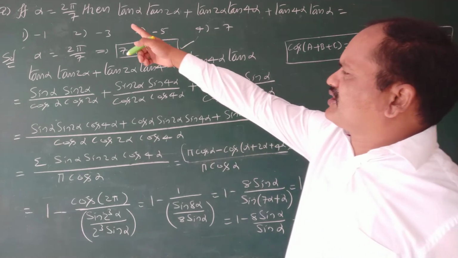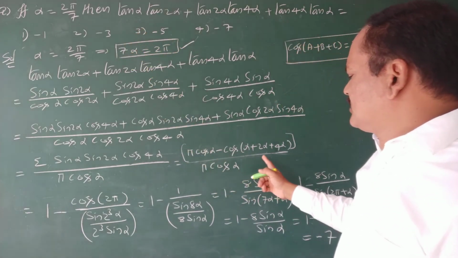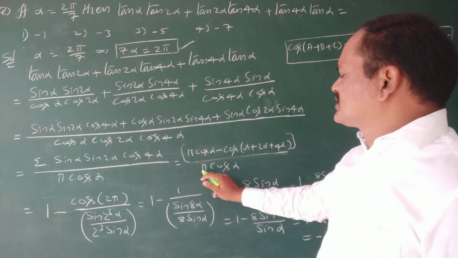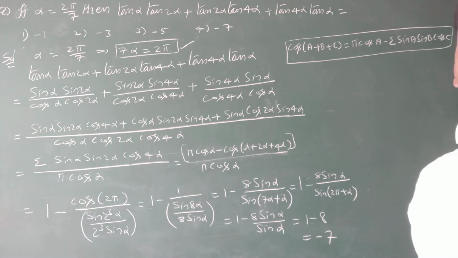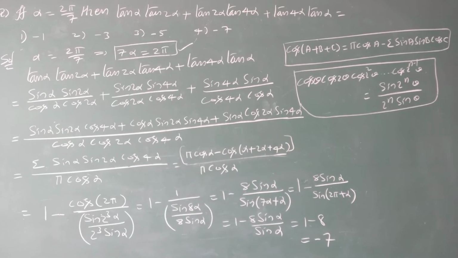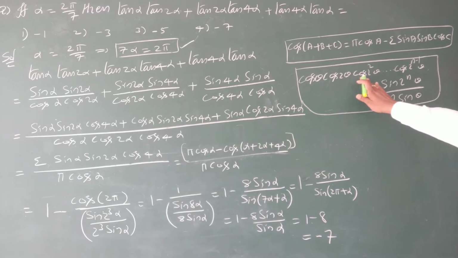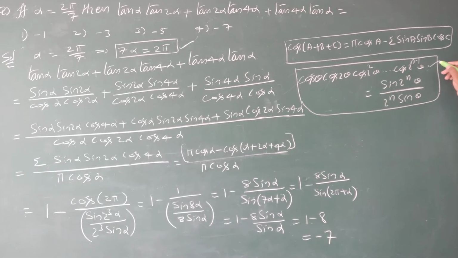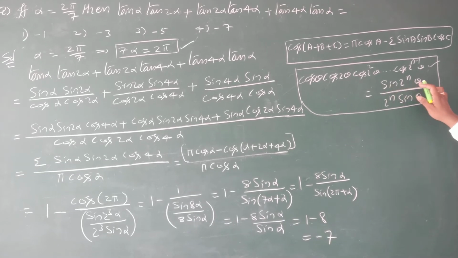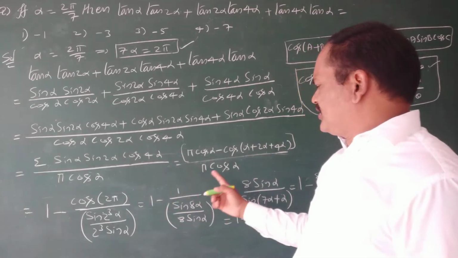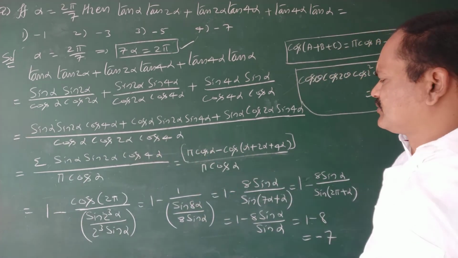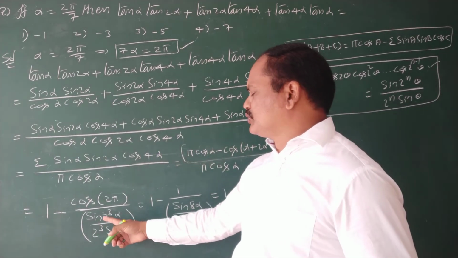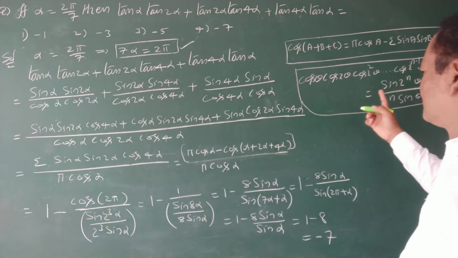Cos 7 alpha, so 7 alpha is nothing but 2 pi. That's why cos 2 pi by this cos alpha. We know one formula: cos theta cos 2 theta cos 2 square theta and so on, up to cos 2 power n minus 1 theta, is equal to sin 2 power n theta by 2 power n sin theta. That's why here in the denominator, cos alpha cos 2 alpha cos 2 square alpha, we can write as sin 2 cube alpha by 2 cube sin alpha according to this formula.